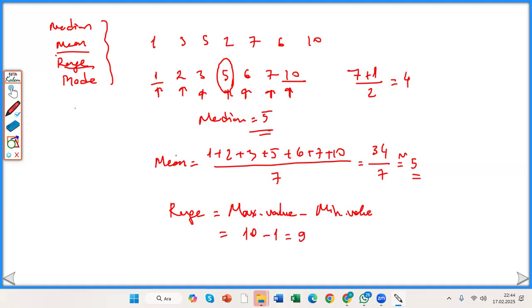What about mode? You can't see the mode here, because mode is the most repeating data. In other words, before explaining mode, let me add some other data, for instance, 11, 10, and 12, okay?